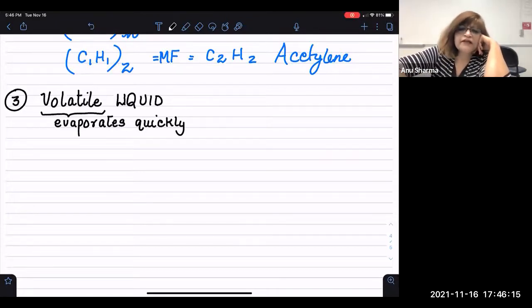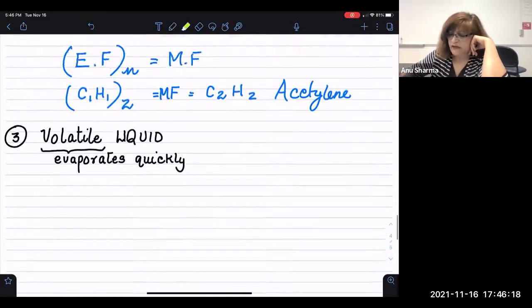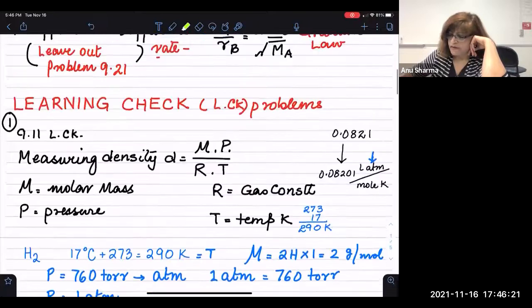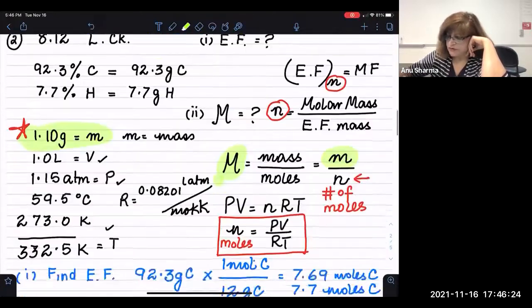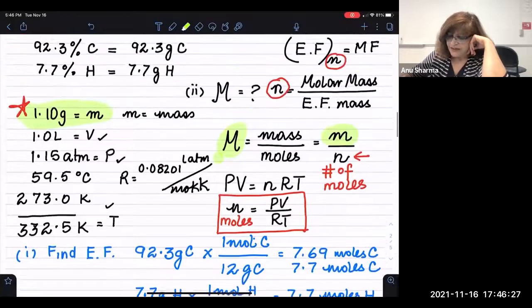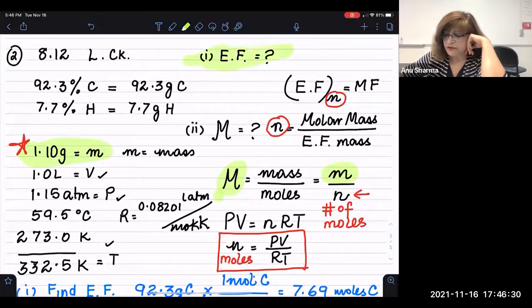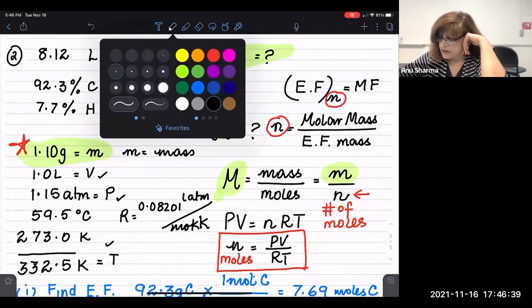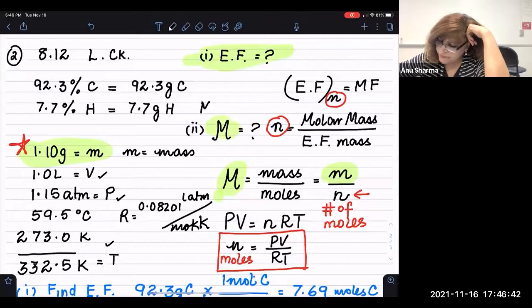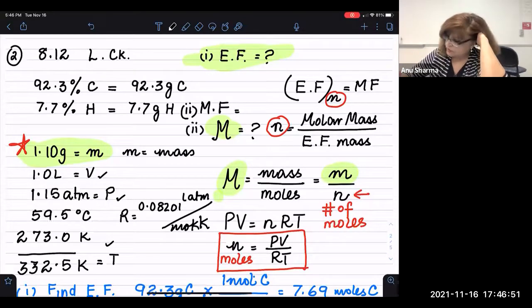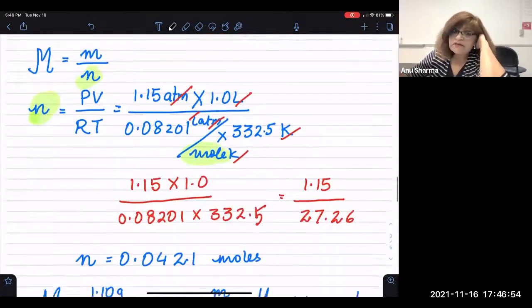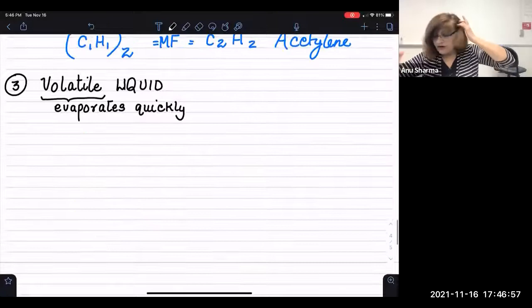So what were we finding? What were we finding in the question? So here's the thing. It became a long question. The question is asking you to find the empirical formula first, and the next is find the molecular formula. In order to find the molecular formula, you have to go through all this molar mass and all those things. So you got it? Okay, good. Now we are looking at the volatile liquid.